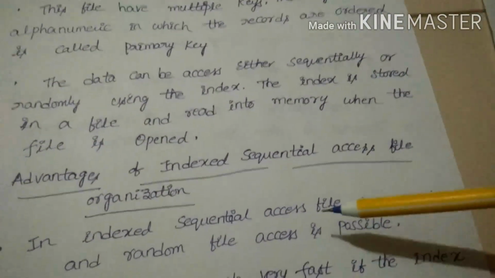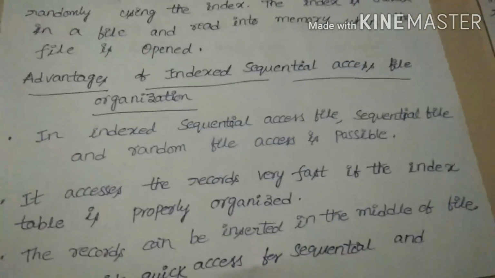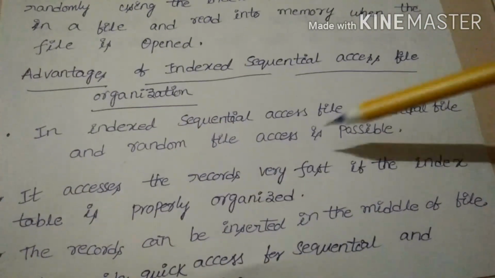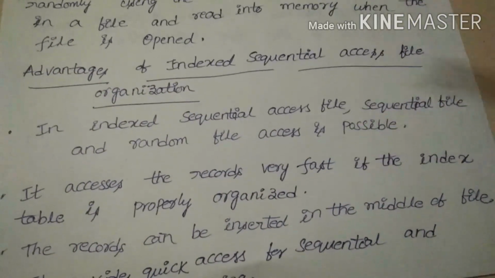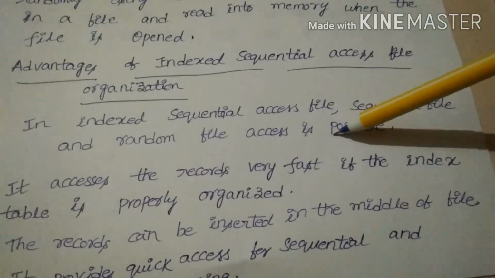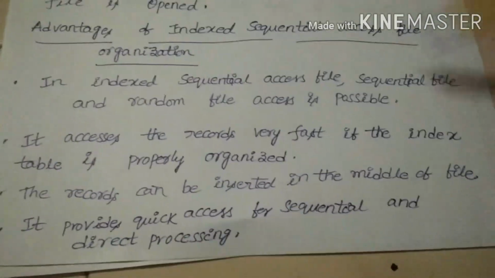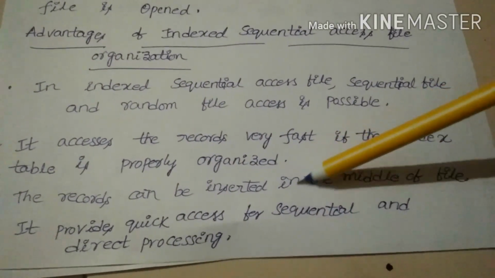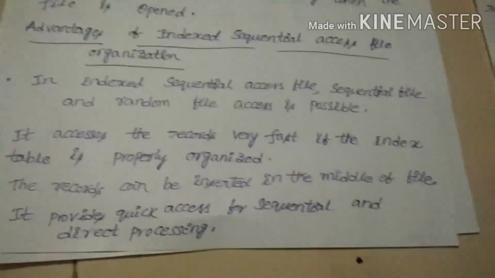Here, what are the advantages of indexed sequential access file organization? In this file, sequential access and random access are possible. It accesses the records very fast if the index table is properly organized. Next, records can be inserted in the middle of the file. Here it provides quick access for sequential and direct processing.